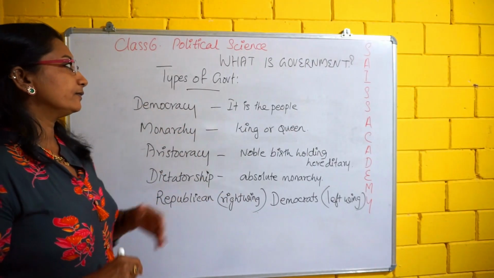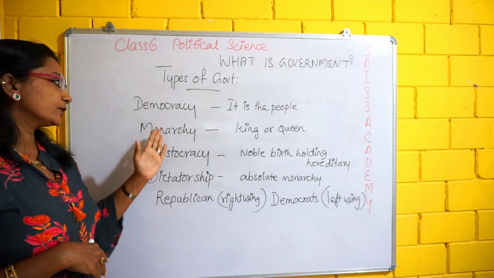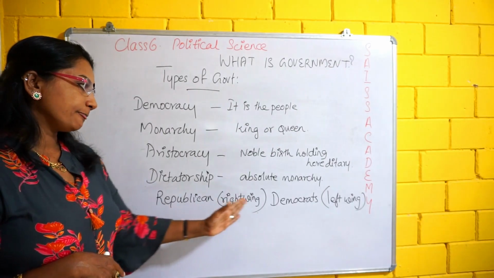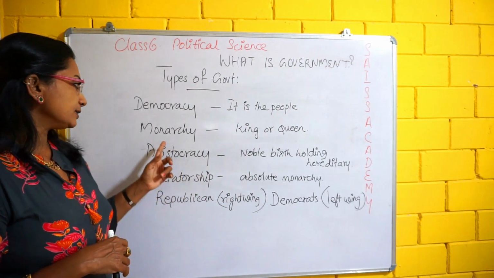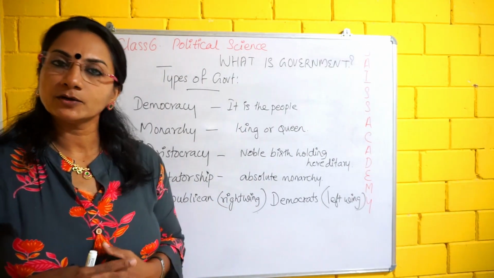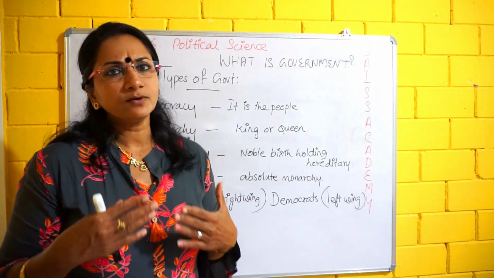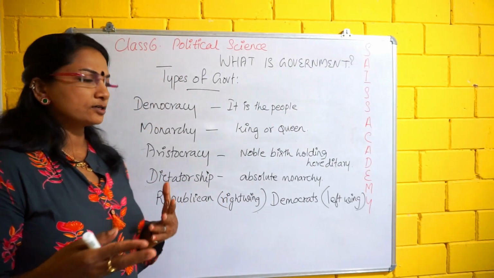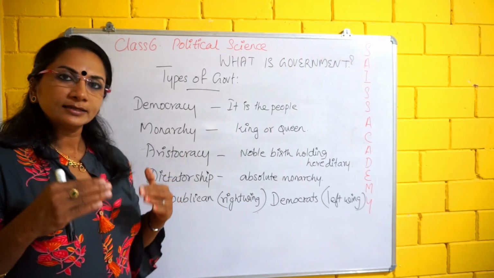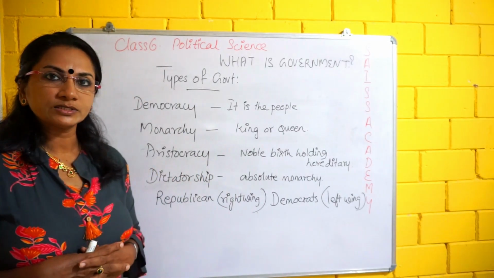Okay, next we have to discuss the types of government: democracy, monarchy, aristocracy, dictatorship, republican and democrats. Of these, aristocracy, dictatorship and republican are not in our chapter, but there is always a doubt about them: what is the aristocratic form of government, the dictatorship form, the republican form? So I will discuss them just to clear your doubts. We don't have to study these three in this chapter.